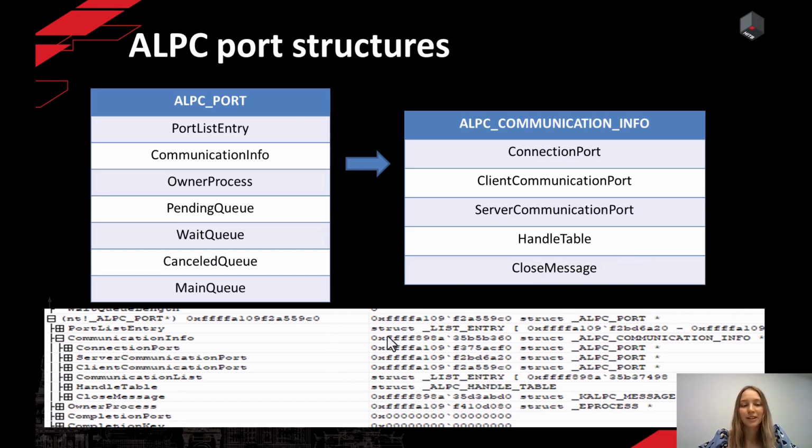Below you can see the picture in the WinDBG debugger, where you can see a real ALPC port in system and its field communication info with all the fields. Integrity of these kernel mode structures and connections is not checked by any security tools, so modification of ALPC port structures can lead to disabling ALPC connections and illegal connections being established.